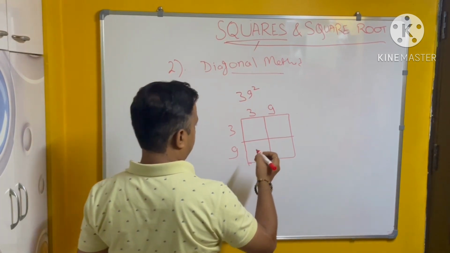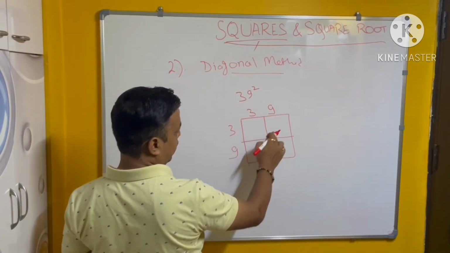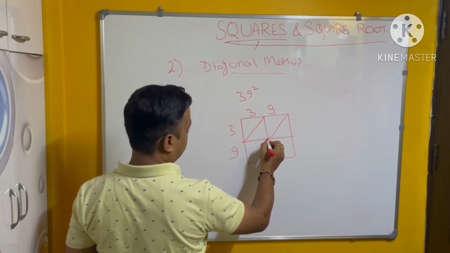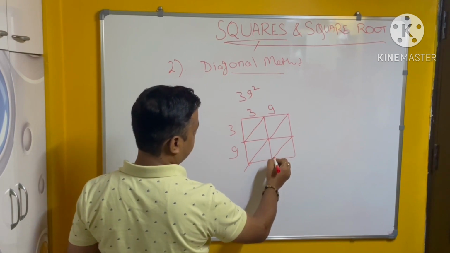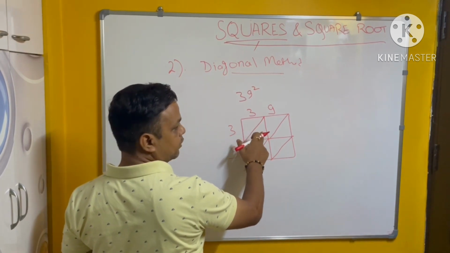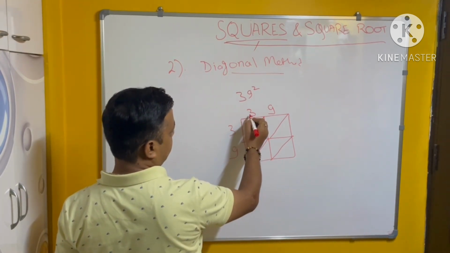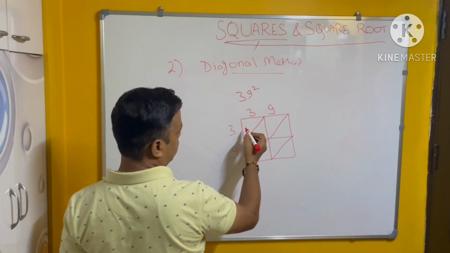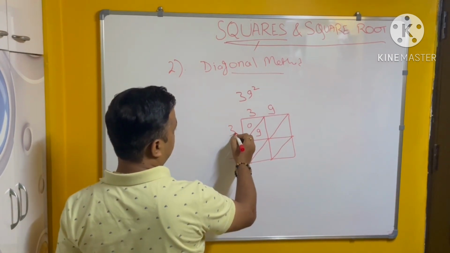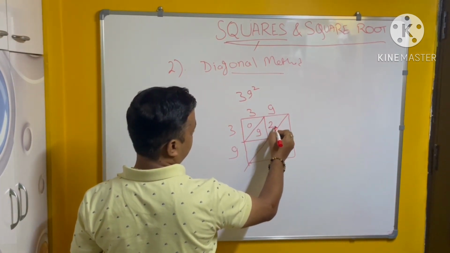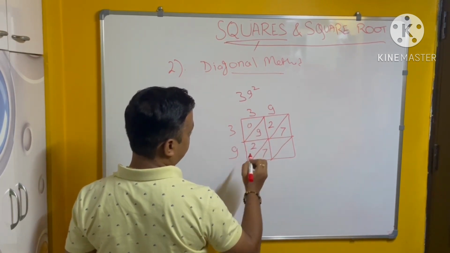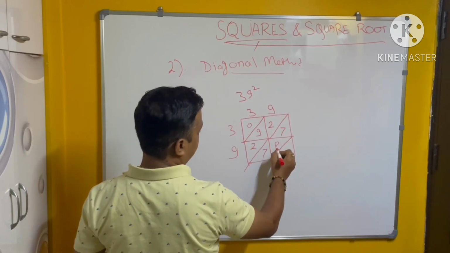Now each of the 4 squares will be split diagonally like this. Now the product of these numbers will come in each square. 3 3s are 9, but we have two places, so 9 can be written as 0 and 9. 3 9s are 27, 2 and 7. 9 3s are 27. 9 9s are 81.